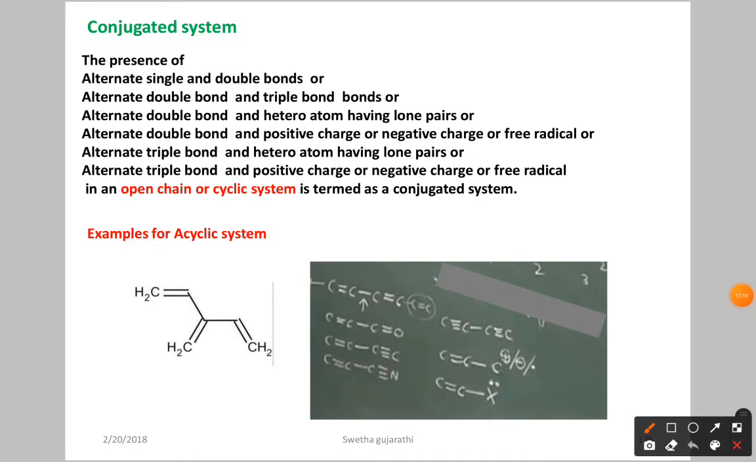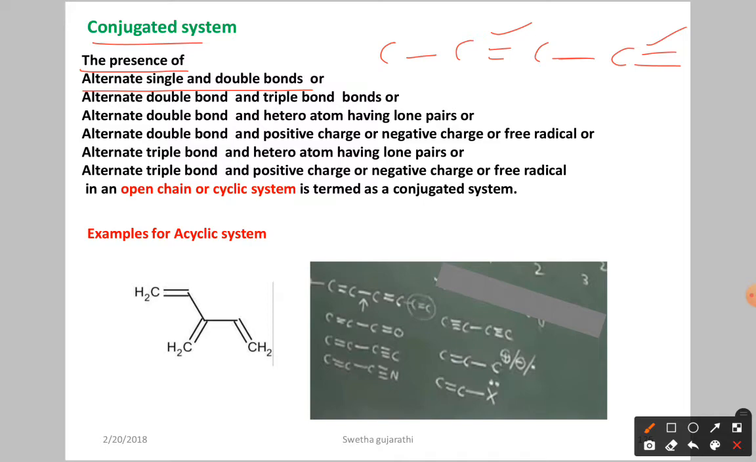Here we have the word conjugated system. Why do we explain it? Because next we have to explain resonance structures, so before that we should know what conjugated means. Conjugation means the presence of alternating single and double bonds. For example, here I have a molecule with alternate double bonds, which indicates that we have conjugation.